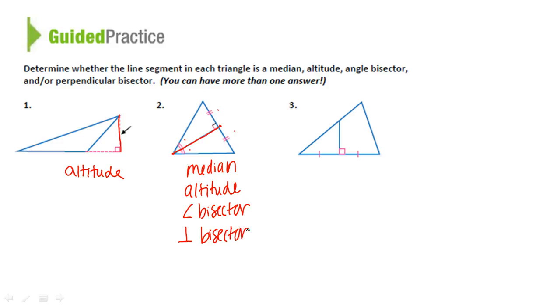All right, the next one, this is not a median because it's not coming from the angle. This is not an altitude because it's not coming from the angle. This is not an angle bisector because that's not shown. So the only thing that this can be is a perpendicular bisector because it's perpendicular to that side that I circled and it bisects that side.